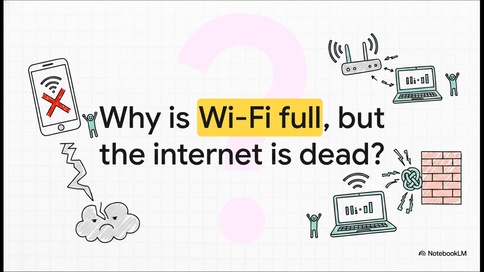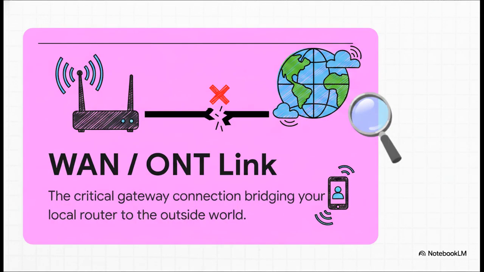We've all been there, right? Users will literally wave their phones in your face, pointing at the signal strength. It completely challenges our everyday assumptions about what that little Wi-Fi icon actually guarantees. And, spoiler alert, it guarantees a lot less than people think. And this brilliantly illustrates the whole concept of the WAN or ONT link.